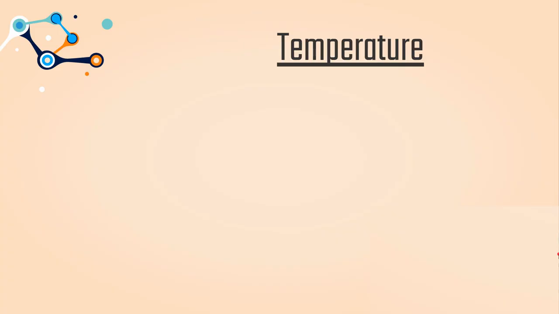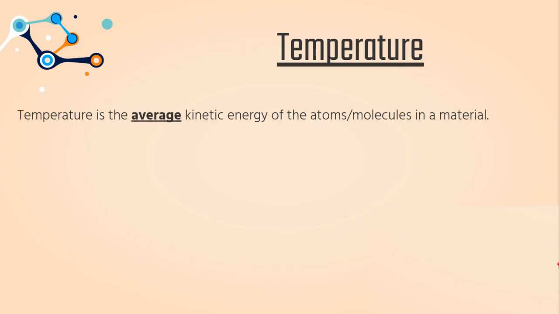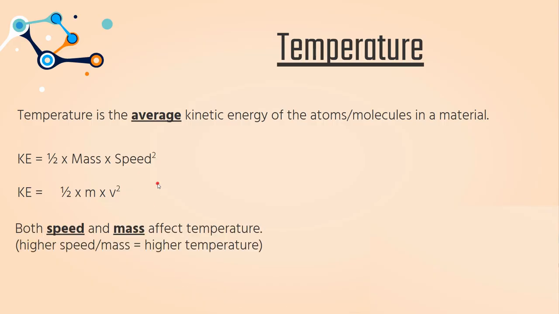Now let's talk about temperature very briefly. Temperature is the average kinetic energy of the atoms or molecules in a material. Now, kinetic energy is technically a formula where kinetic energy is 1/2 times the mass of something times its speed or velocity squared. You can see that over here on the left. Both speed and mass affect temperature. So if you increase how fast your gas particles are moving, as well as their mass, both of those will lead to a higher temperature.